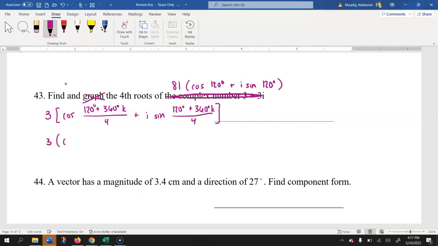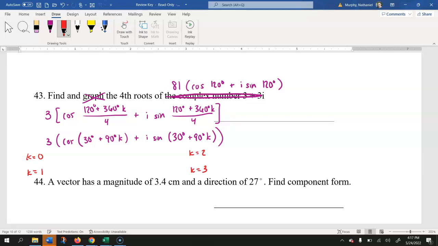And now let's simplify that. It'll be the cosine of, so 120 divided by 4 is going to be 30 degrees. And 360 divided by 4 would be 90 degrees. All right, so now we're going to do this when k equals 0, when k equals 1, when k equals 2, and when k equals 3. So we're going to do this 4 times.